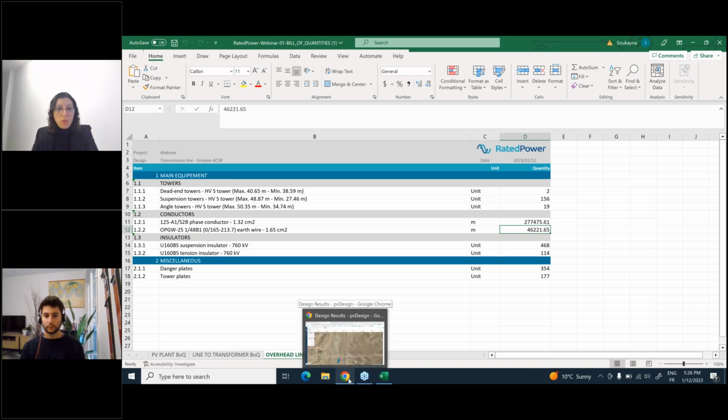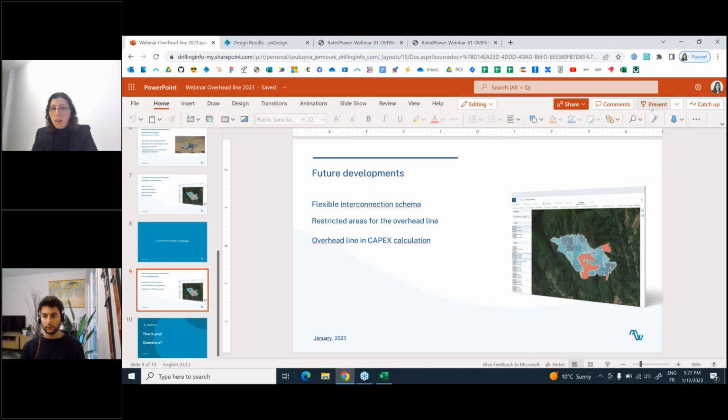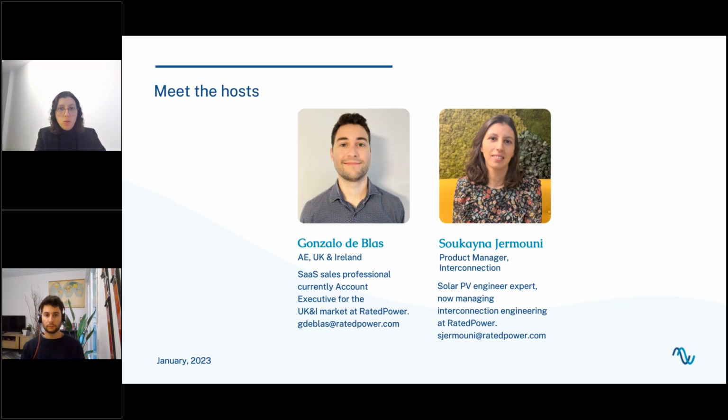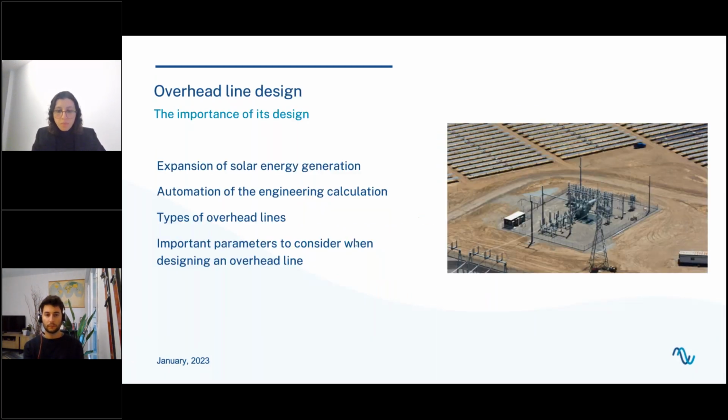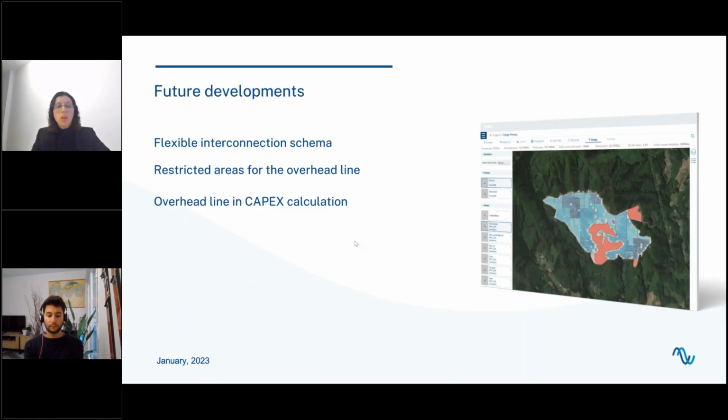However, we are planning, of course, a lot of developments in the long-term future. So I just wanted to show you some of them. One of the projects that we're planning to work on this year or in the following quarters is the flexible interconnection schema, which will allow users to have more than one substation, and that means more than one overhead line in one site, to connect between the plants and substations using overhead lines, and then connecting them to the point of interconnection with another overhead line.